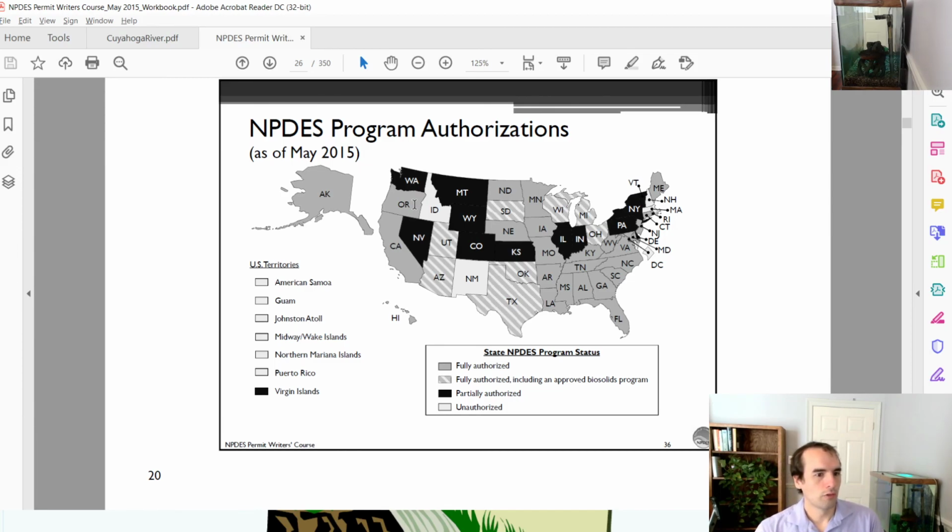Here's a quick look at who is fully or partially authorized for the different programs. This was again May 2015. It may have changed. Looks like Texas has full authorization, including biosolids. Michigan did. Louisiana does not at that time. Okay. Anyway, that's all we've got time for. So with that, we'll start getting into wastewater microbiology and how to model some of this mathematically next time.